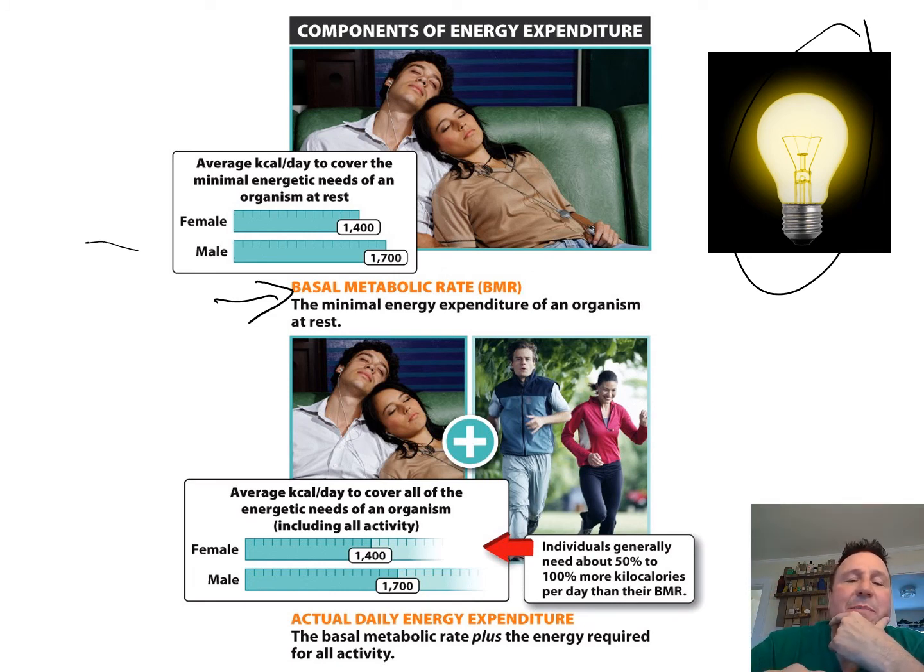I know males are a little bit higher than females. Interesting. And then that basal is if you do nothing. But as soon as you stand up, you're above that, right? So your actual daily energy usage is going to be, you can see, 50 to 100% more than that. And if you're training for a marathon, it could be a lot more than that. So this is how many calories you need.